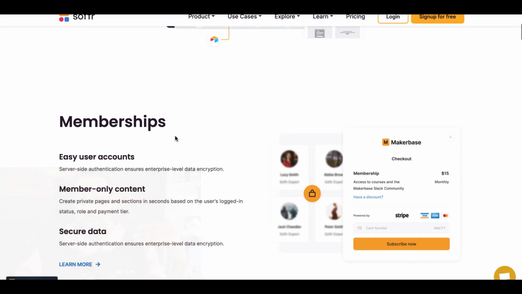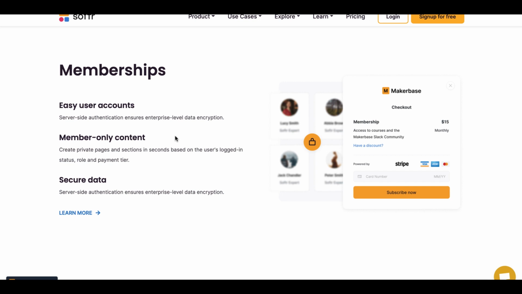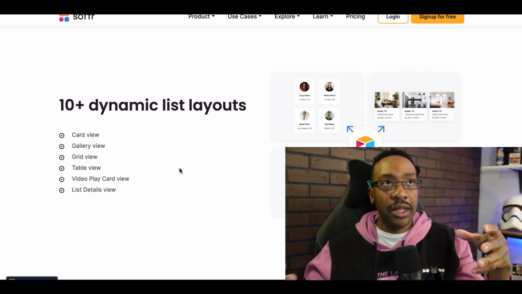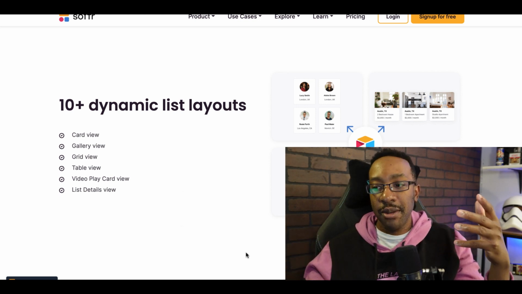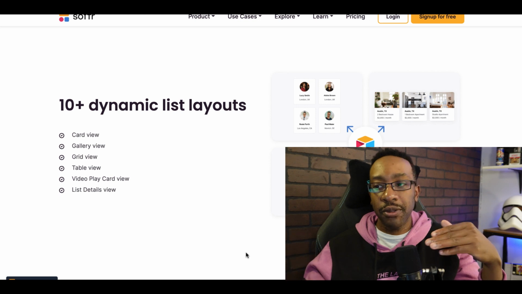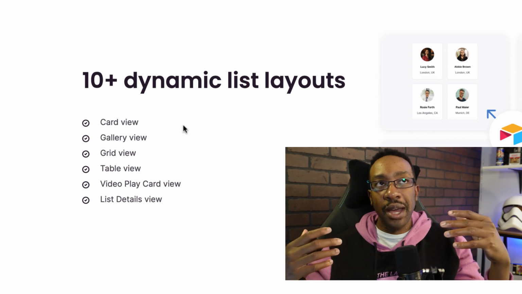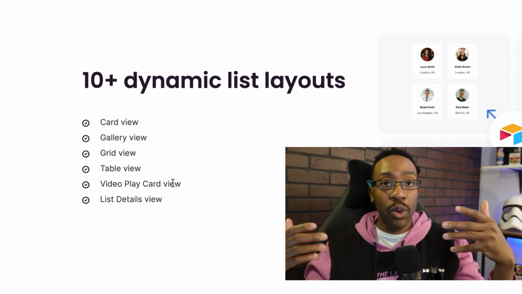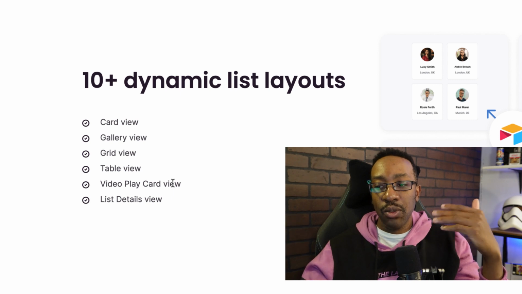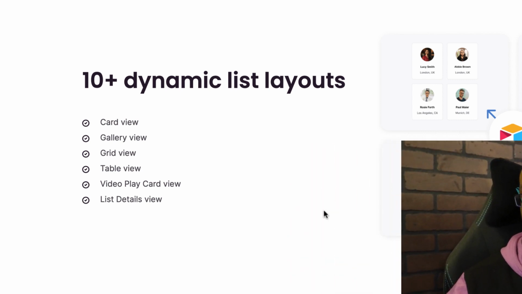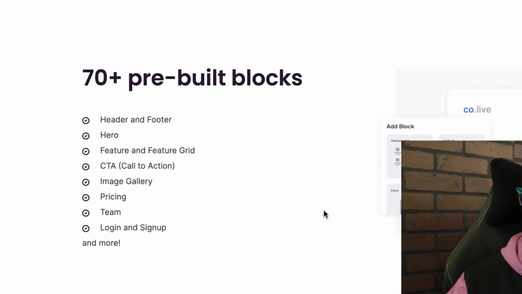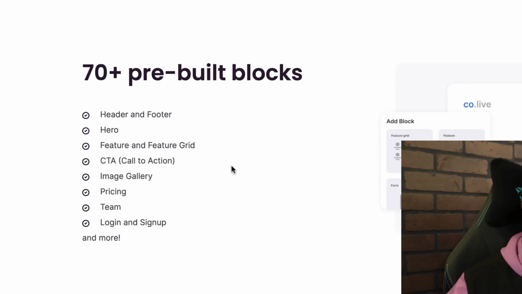If we're looking at trying to create a membership, we have an easy way to have user accounts, member-only content, and secure data. Let's just say, if you're accustomed to using Airtable for your database and you've always wanted a specific look and feel of it, now we have 10 plus dynamic layouts to really make sure that we're showing the data the way we want to. It looks pleasing to us and we can go from there. So we can have a card view, gallery view, grid view, a table view, list details. There's a lot of different options. And they have 70 plus pre-built blocks.